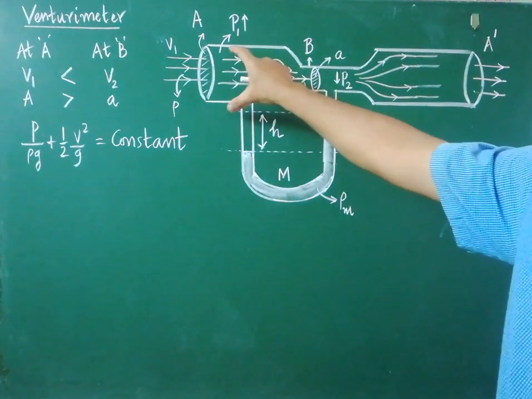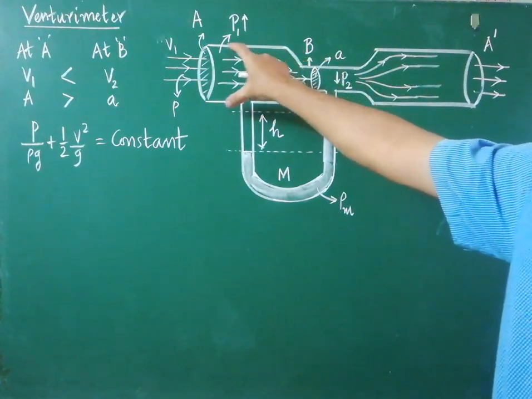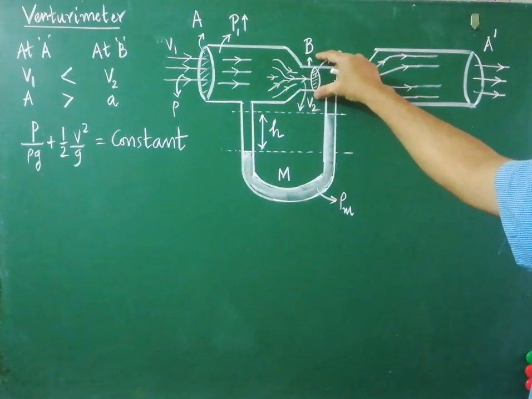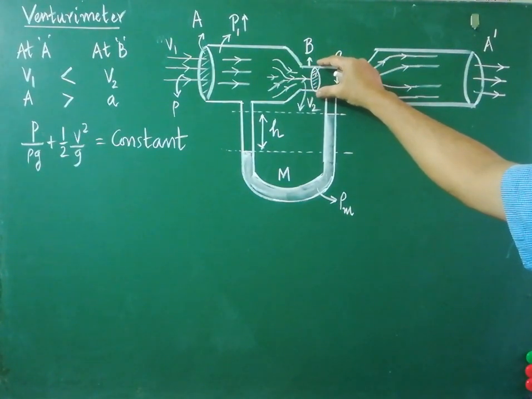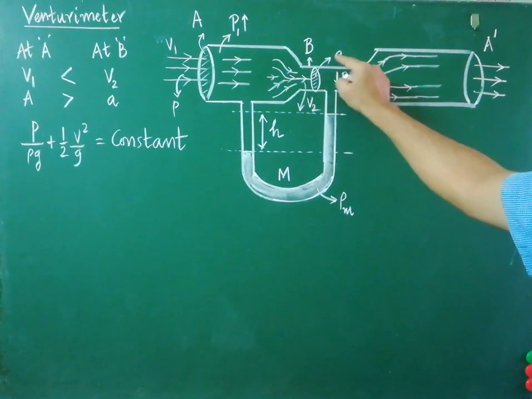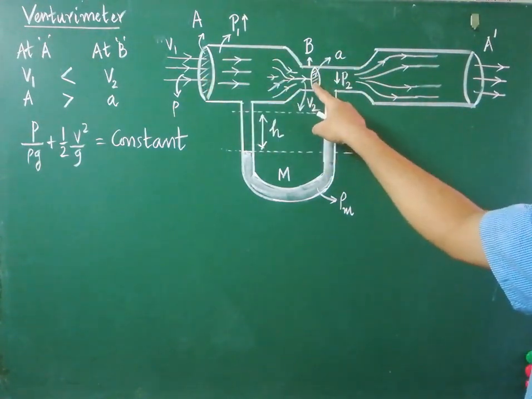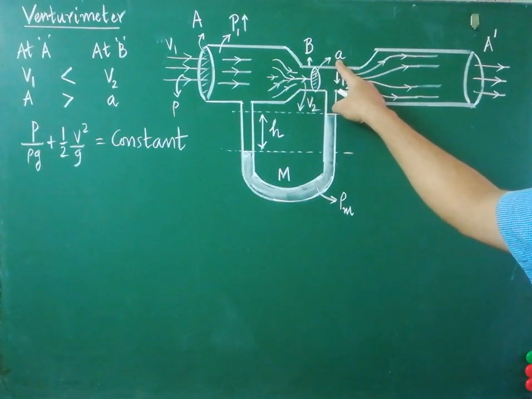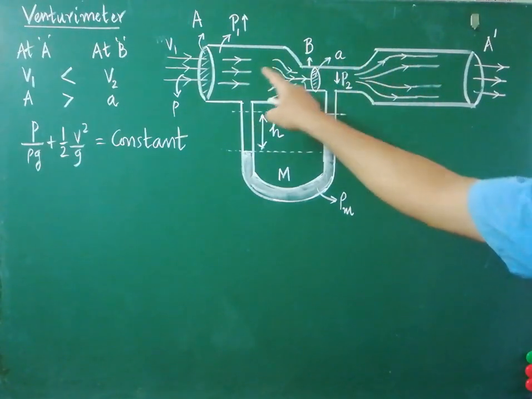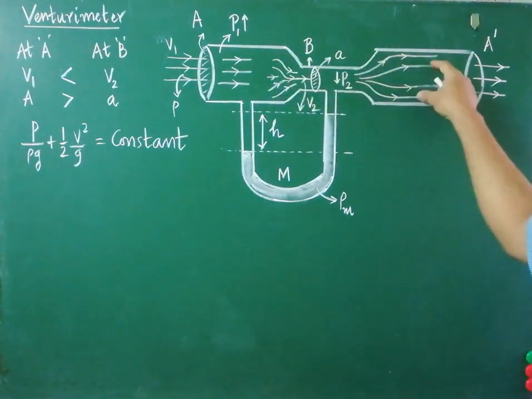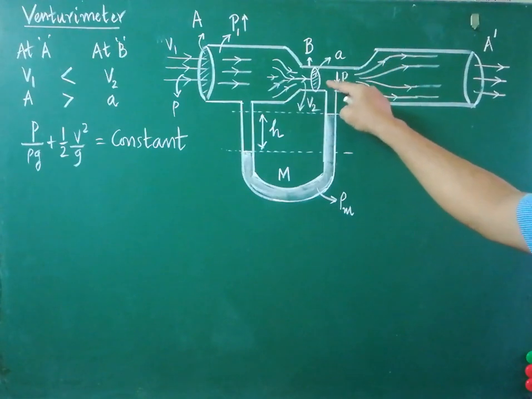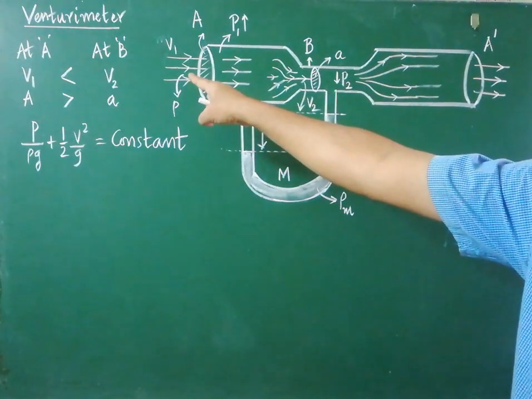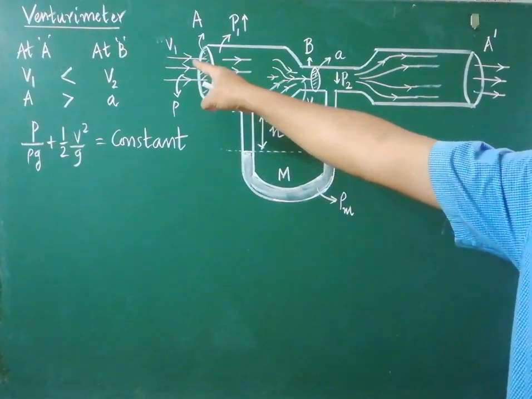Here the diameter of the tube is constant. When it comes here it becomes narrower, and at the middle part B, the cross section is small a. Compared to the diameter here, the cross section is less. This tube and this tube are connected by a small narrow tube, within which the cross section is small a.